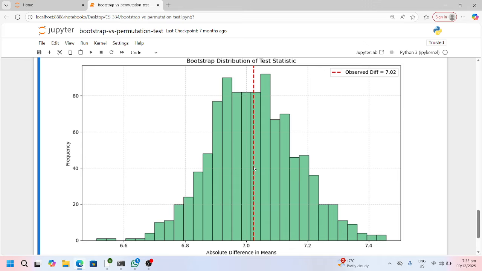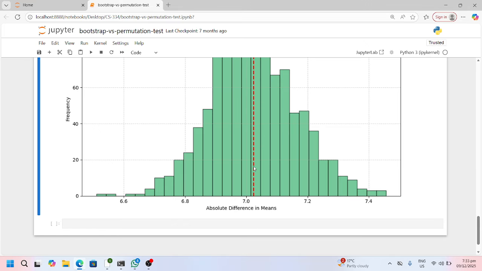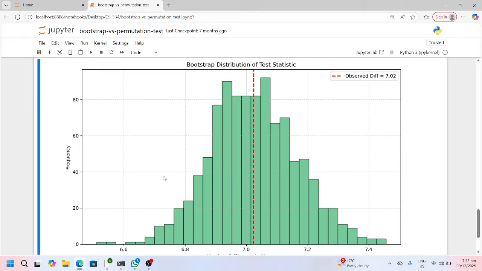If this were null and the observed value were in its center, then obviously I would fail to reject the null, even though in this case I want to reject the null. Is that clear now? Are there any questions?